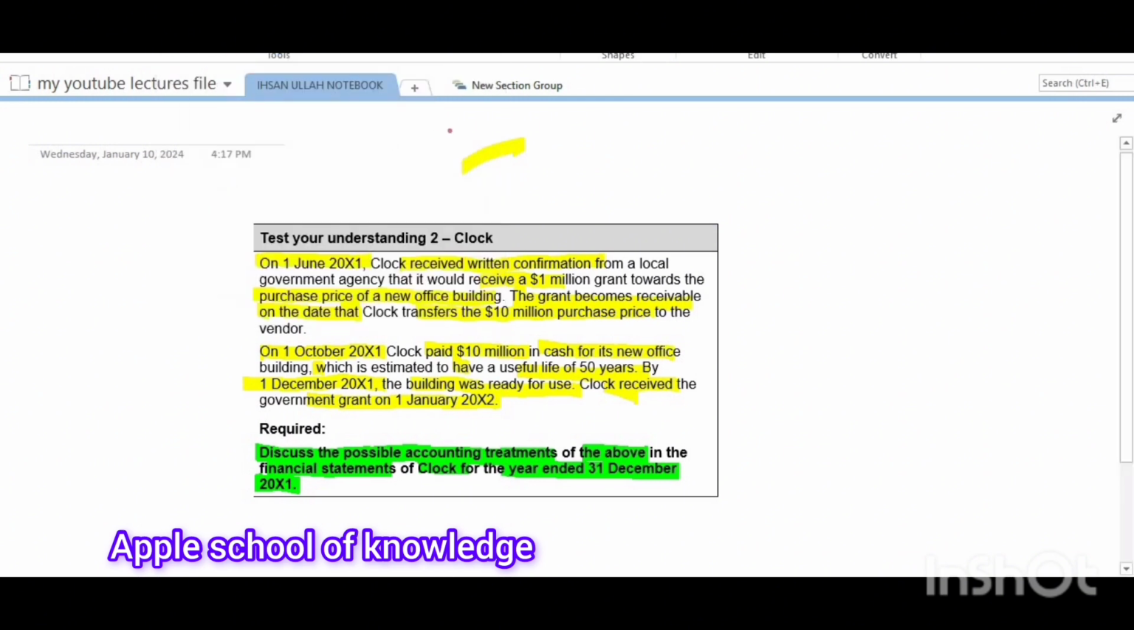Very simple. The first thing is recognition. So when will you recognize? You'll recognize when the condition is met. You'll write it as condition compliance. And the second thing is reasonable assurance.